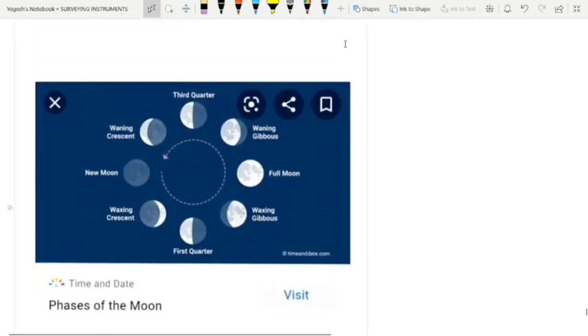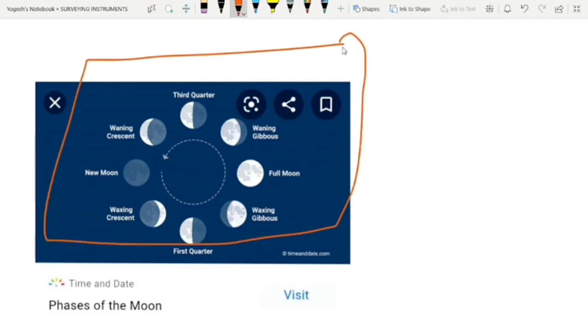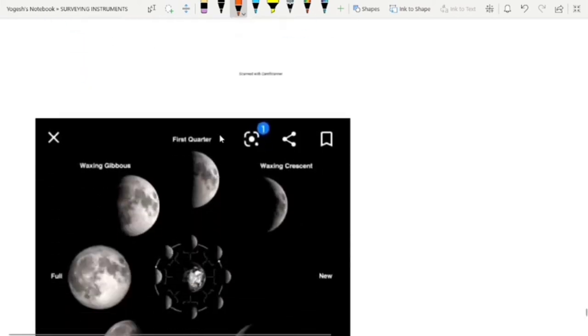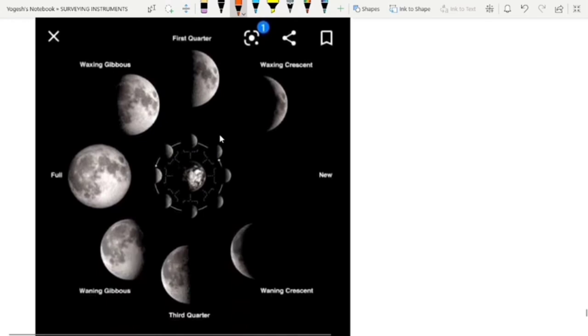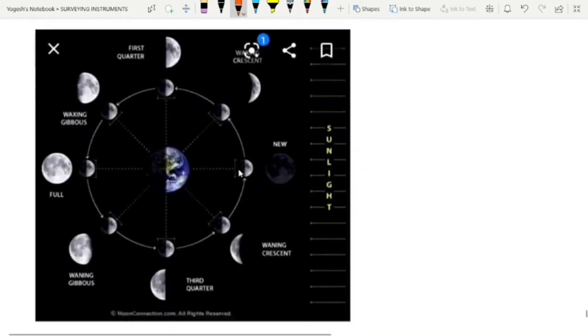This is the different positions of the moon, and according to that, these are different phases of the moon. Likewise, third quarter moon, waning gibbous, full moon, waxing gibbous, first quarter, waxing crescent, new moon and waning crescent. These are the 3D views of each phase. These are the different phases of the moon.